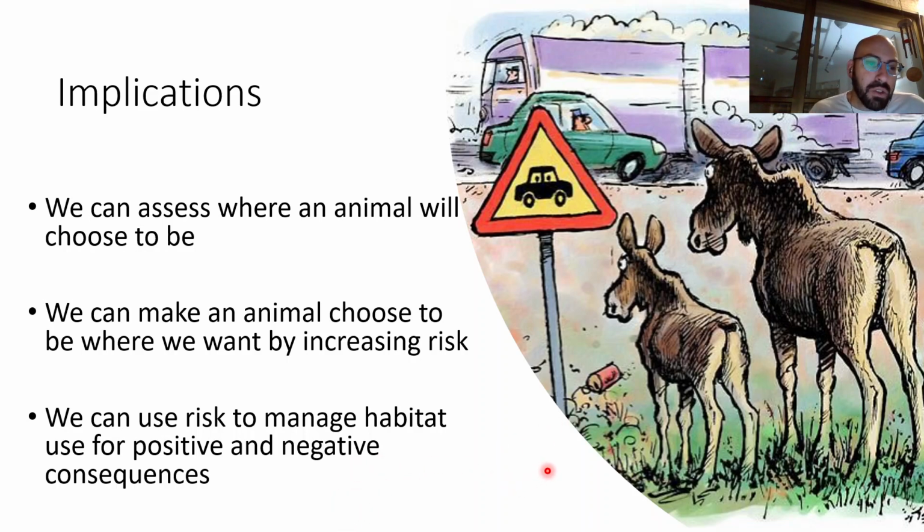And essentially, we can use the risk to manage habitat for positive and negative consequences. Because we understand that animals choose where to be based on the risk in the environment, we can then drive the dynamics or the interactions of species to where they end up and get the benefits we want to their populations, which essentially is what conservation biology does.